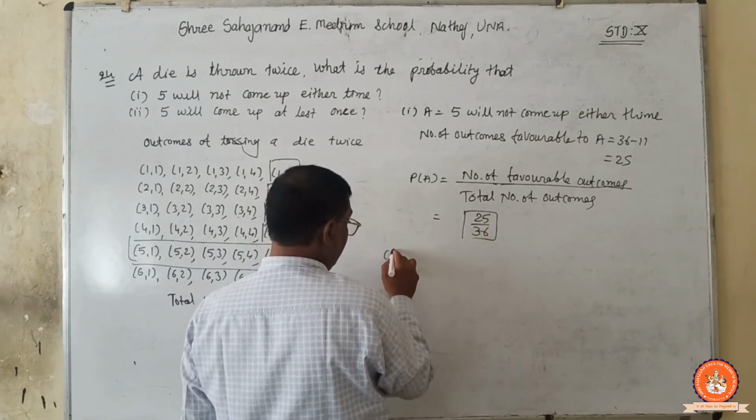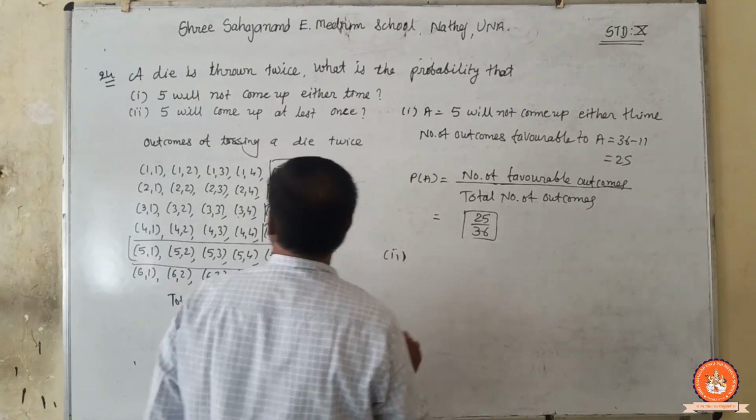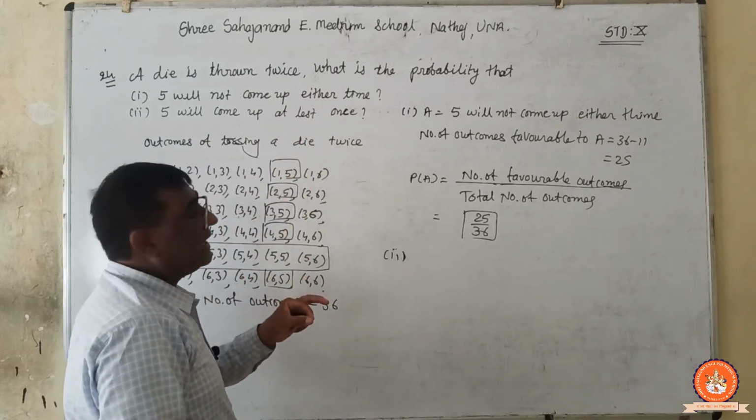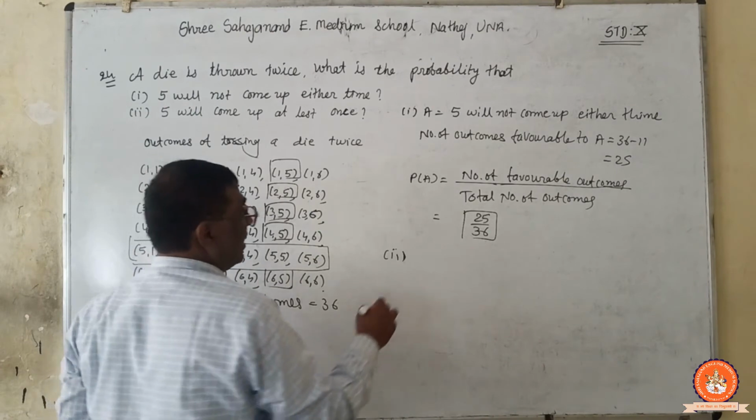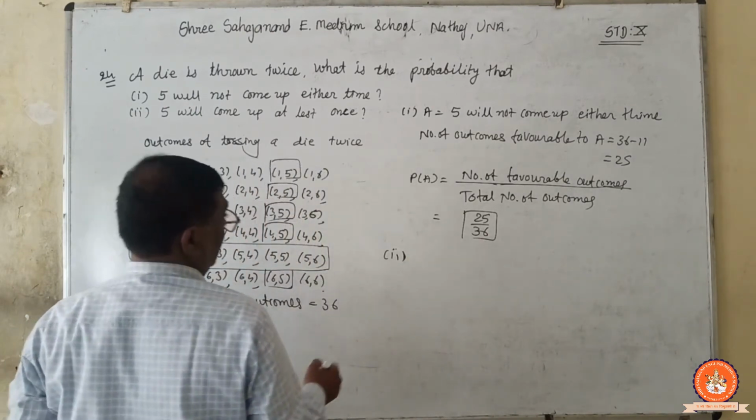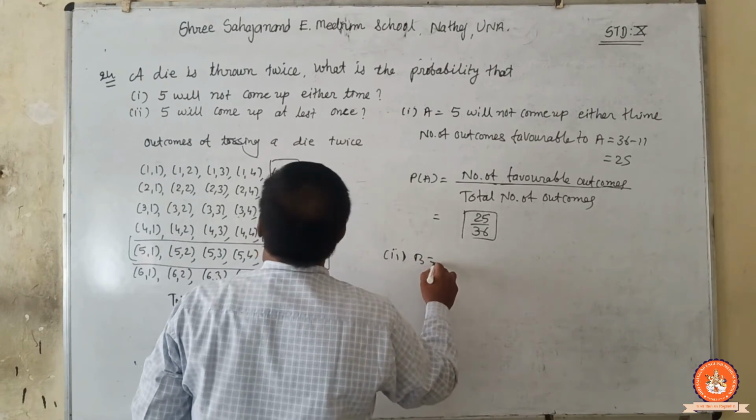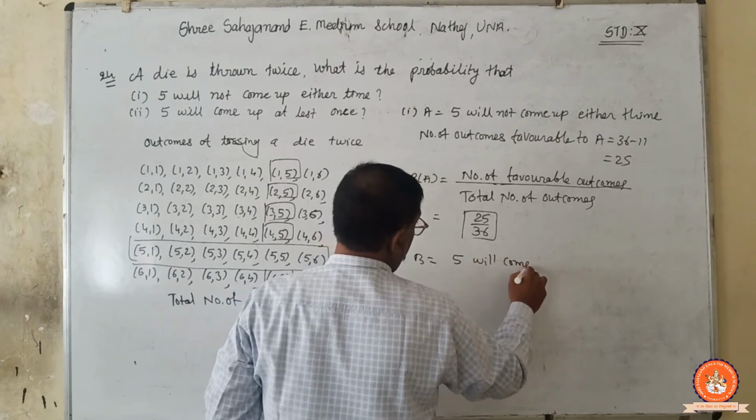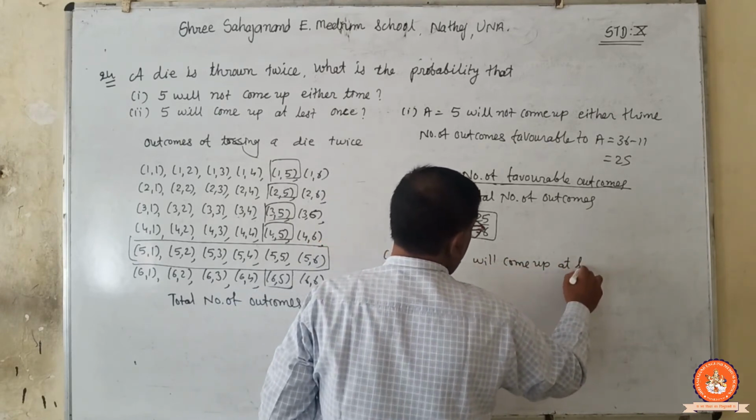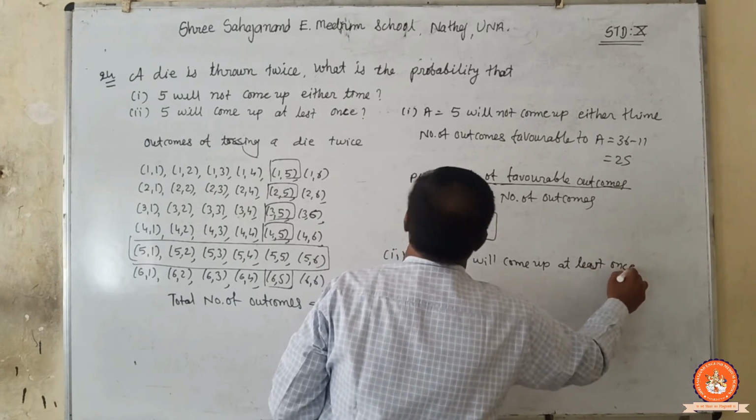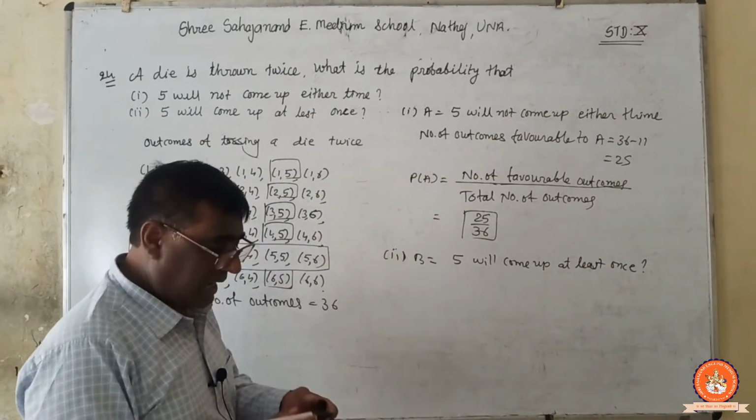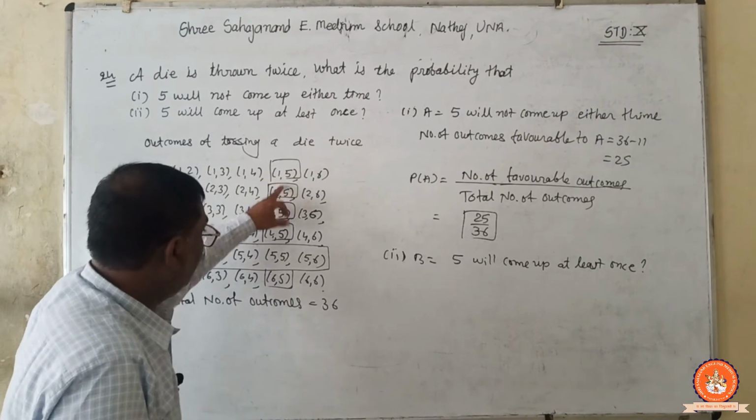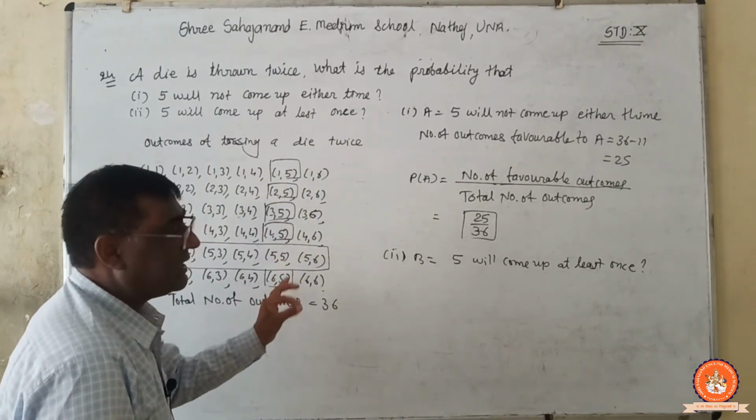Okay, and the second one is event B: 5 will come up at least once. कम से कम एक बार ही, कम से कम एक बार या एक, यानी मतलब एक से एक या एक से ज़्यादा बार, तो उसको हम B भी बोल सकते हैं. ओके, और ऐसा भी लिख सकते हैं B is equal to 5 will come up at least once. So कम से कम एक बार 5 हो, या एक बार 5 हो तो भी चलेगा और 2 बार 5 हो तो भी चलेगा. ओके, तो ये 11 आउटकम्स है जिसमें कम से कम एक बार या 2 बार 5 है.